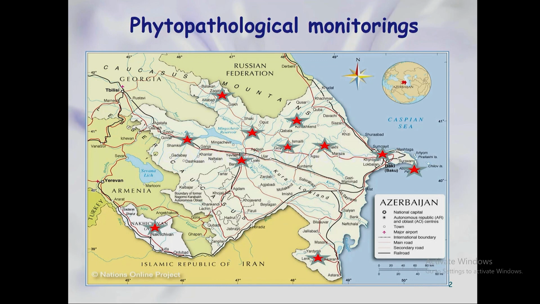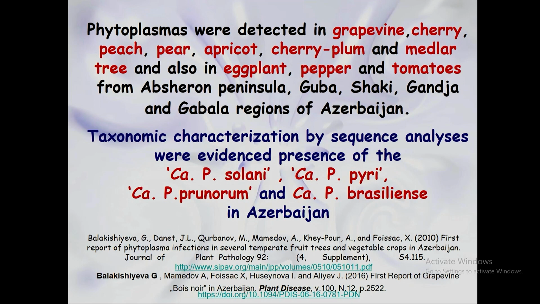I would like to say that the first surveys showed that in Azerbaijan, the Candidatus phytoplasma solani, Candidatus phytoplasma piri, prunorum, and brasiliense were present.